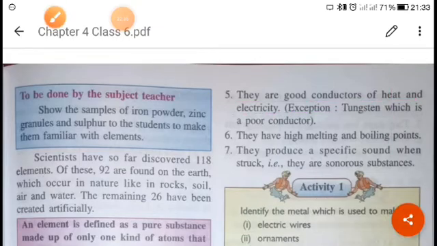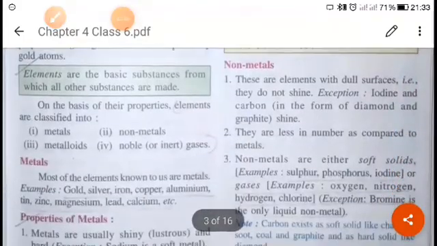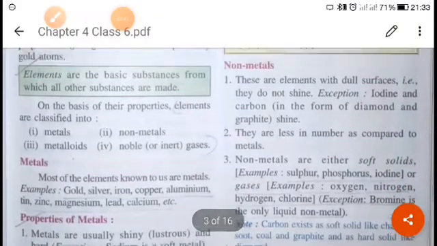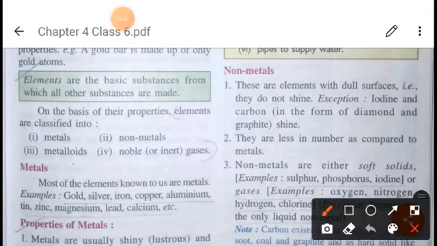So I hope you have understood what is metal. So now next is non-metal. So what is non-metal? These are the elements with a dull surface. Okay, they have a very dull surface. They do not shine, just like the metal. They do not shine, except iodine solution.